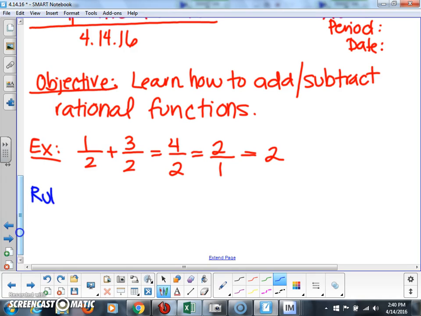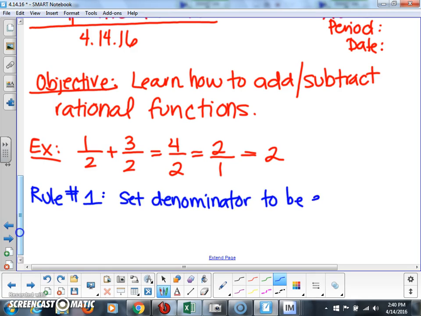Rule number 1. How come I was just able to add the fractions together? Because they have the same denominator. So that's rule number 1: set the denominators to be equal, or to be the same, whatever word you want to use.